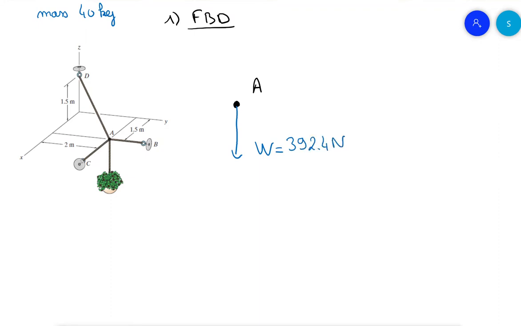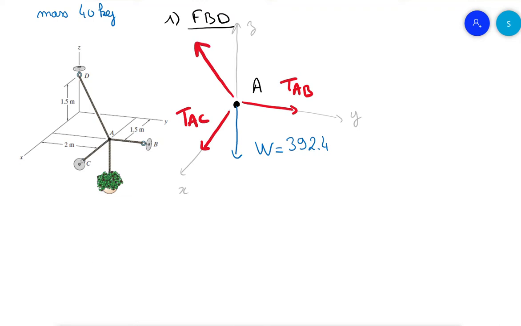Okay, let's see the axes. So we have x, y, and z. W is aligned with the z axis. The tensions that we don't know: there is TAC, aligned with x, TAB, aligned with y, and TAD is going somewhere on the back, something like that.